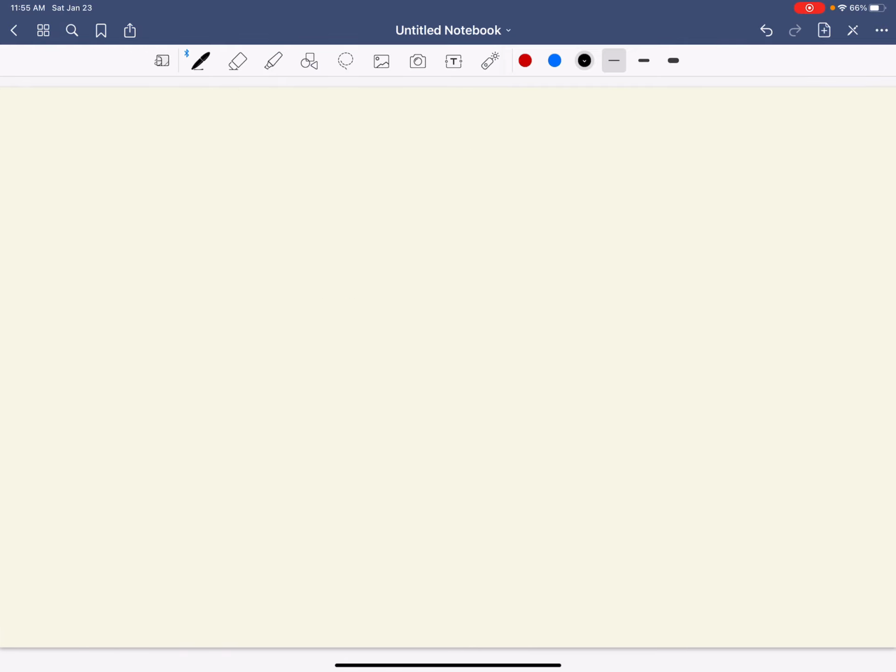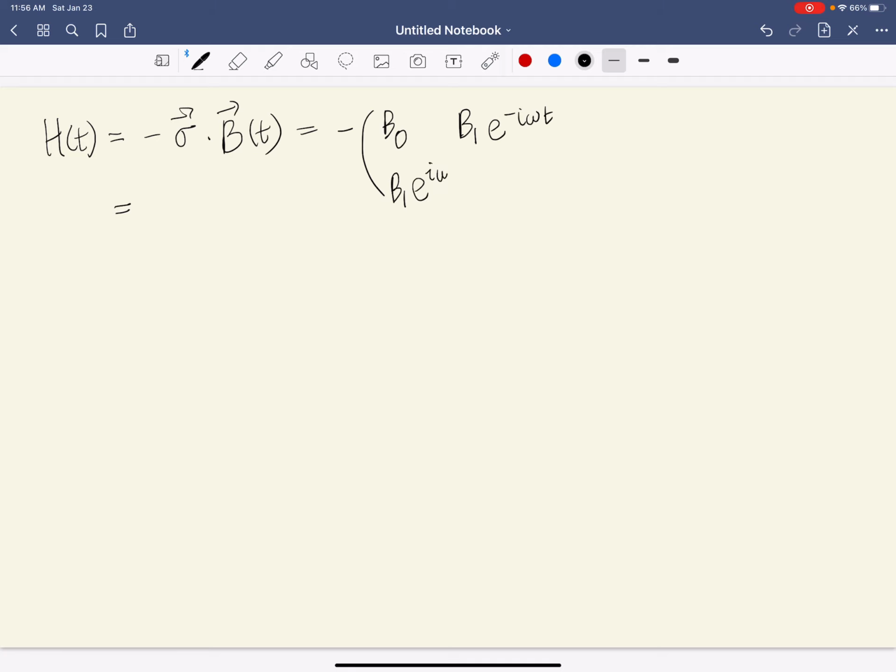Okay, so with this choice of the magnetic field, my Hamiltonian, which is sigma dot B, with the full time dependence, is like this: B0, B1 e^{-iωt}, B1 e^{+iωt}, and minus B0. So we have both the diagonal elements and the off-diagonal elements, which are also time dependent. And due to the explicit time dependence of the Hamiltonian, it's not possible to say that the solution of the Schrödinger equation is simply that. It's not going to work out anymore.